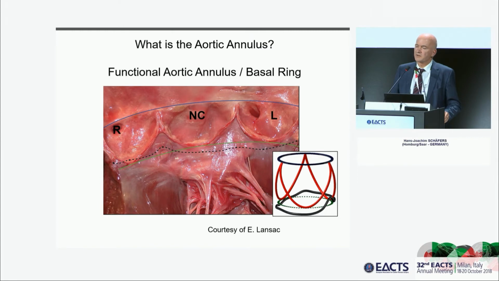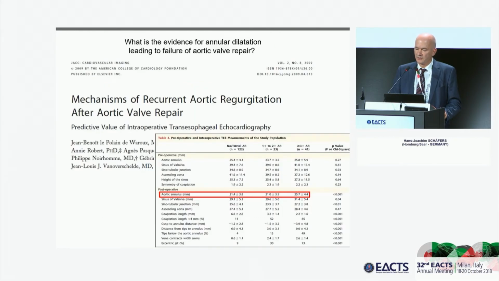Let's first briefly discuss what is the annulus. And here we have a moving target. Anatomically, the annulus is this combined cusp insertion line. This is not the annulus. And functionally, we have a sinotubular junction. We have the aortoventricular junction, that is the transition between muscular tissue and aortic wall. And we have the basal ring, as described and defined by Bob Anderson. For simplicity reasons, I would like to refer to the green line, that is the basal ring, which is a virtual structure, but very important.